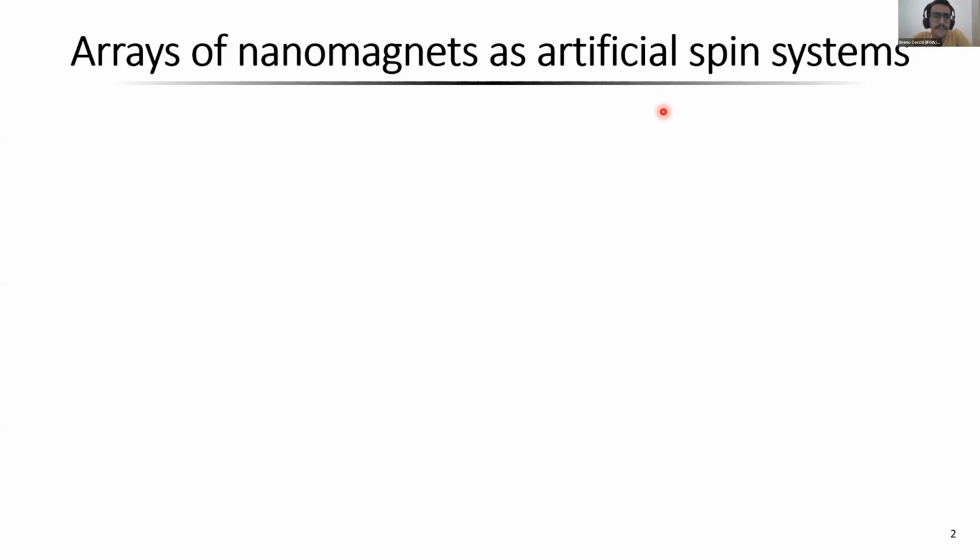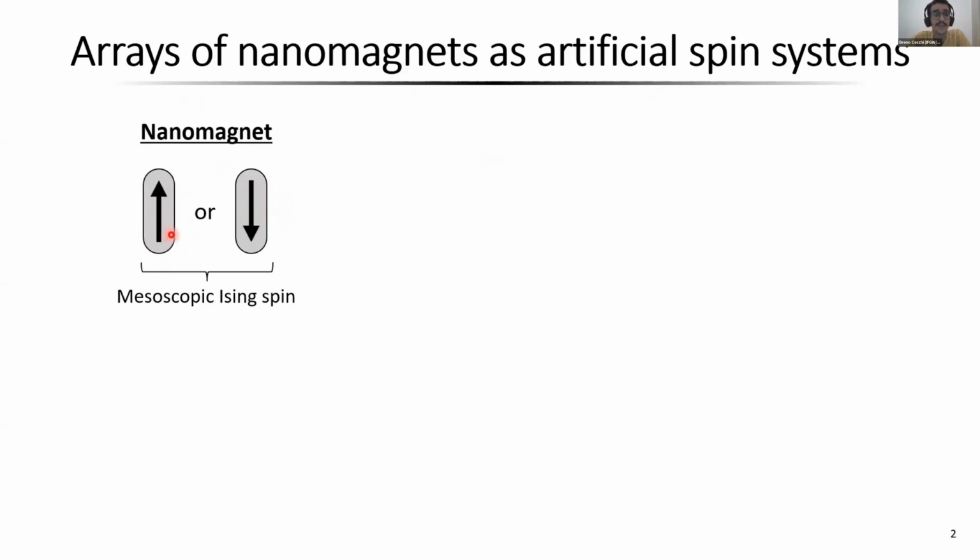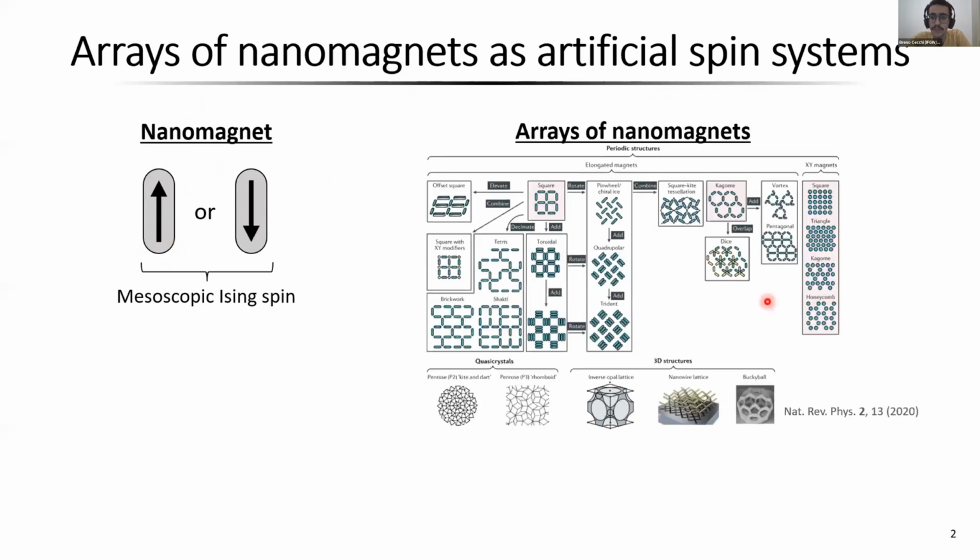To understand that, consider a nanomagnet that is small enough to be a monodomain and elongated in such a way that its magnetization points along its length. So this object has only two stable configurations, let's say up state or down state. So effectively, this behaves as a mesoscopic version of an Ising spin. And you can use it as the building block to construct an array of these nanomagnets.